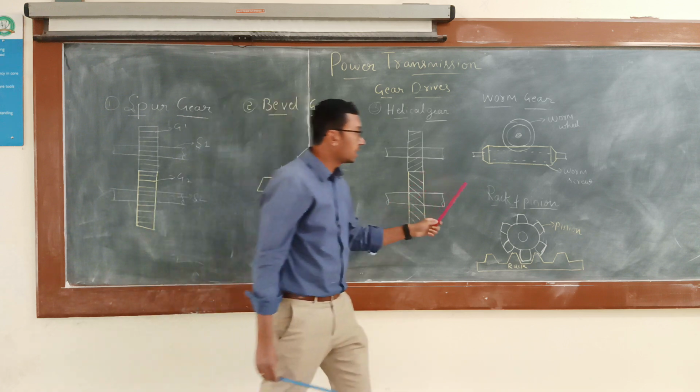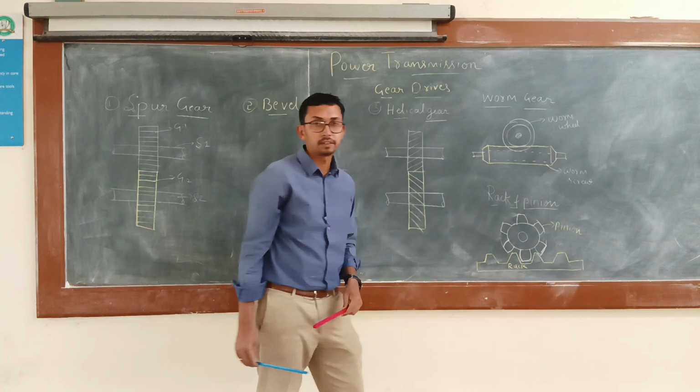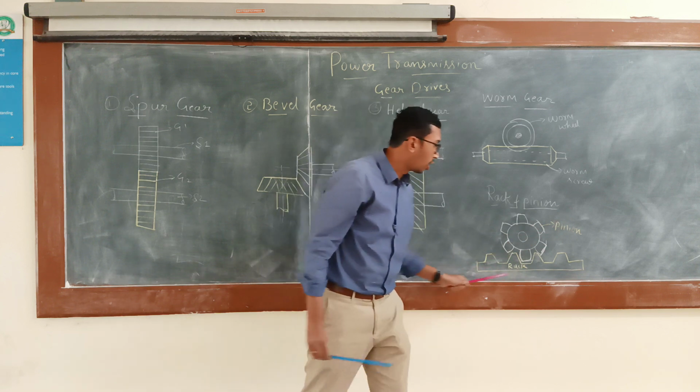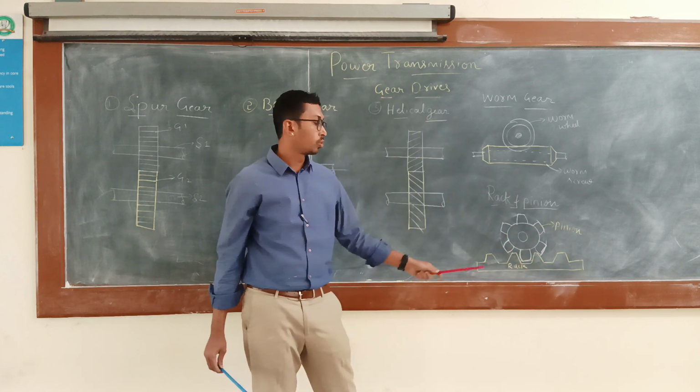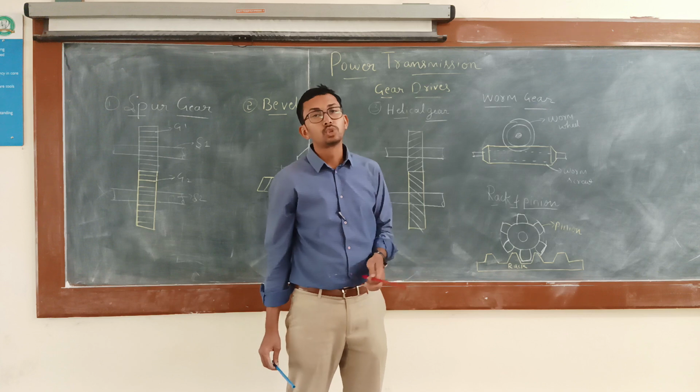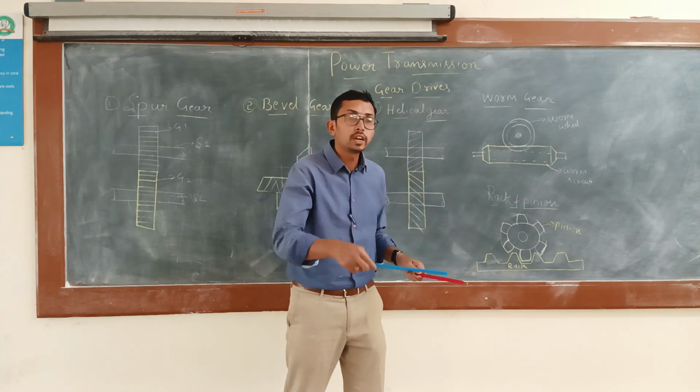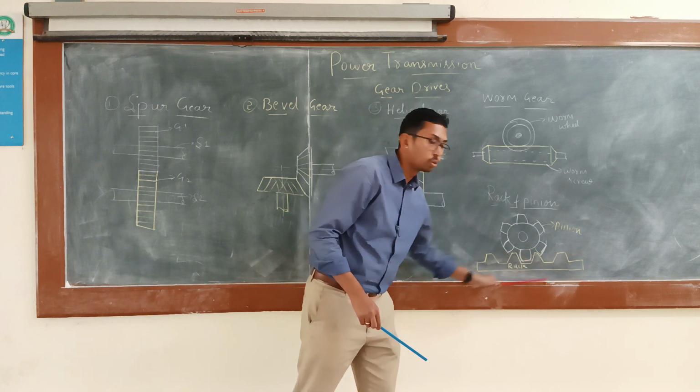The next one is the rack and pinion gear. The gear that you see is a pinion, and the rack is a long linear structure. We use this when we need to transfer rotary motion to linear motion.